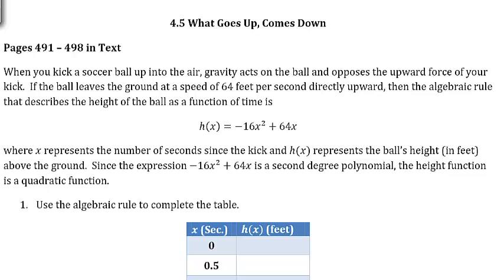When you kick a soccer ball up into the air, gravity acts on the ball and opposes the upward force of your kick. If the ball leaves the ground at a speed of 64 feet per second directly upward, then the algebraic rule that describes the height of the ball as a function of time is h of x equals negative 16x squared plus 64x, where x represents the number of seconds since the kick, and h of x represents the ball's height in feet above the ground. Since the expression negative 16x squared plus 64x is a second-degree polynomial, the height function is a quadratic function.